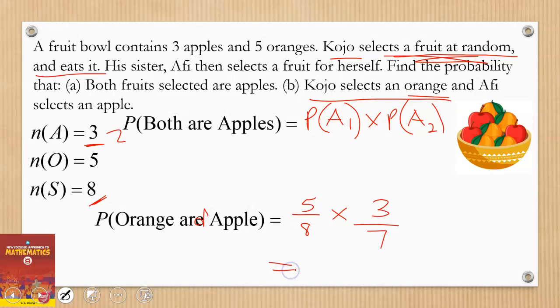And so we can multiply 3 times 5, which is 15, divided by 56. Since we can't find a number that divides both the numerator and the denominator, we leave the answer as such. The only number that can divide is 1, and 1 will still give us the same thing, so nothing changes. Let's take another example and see.